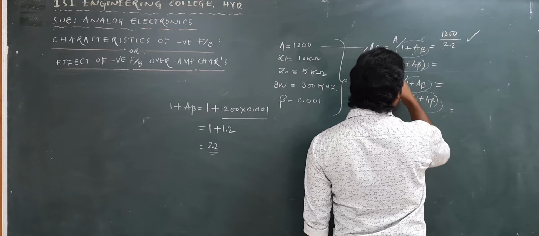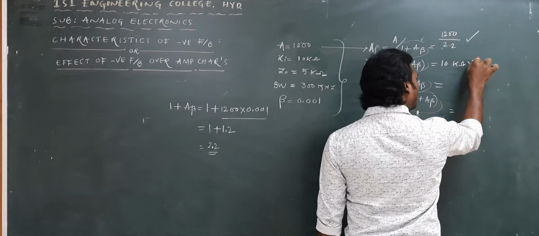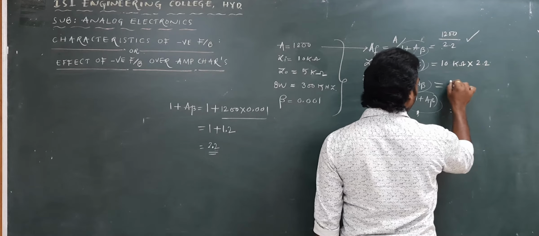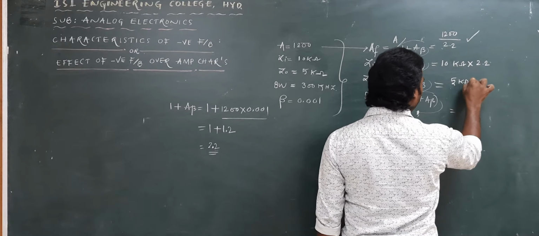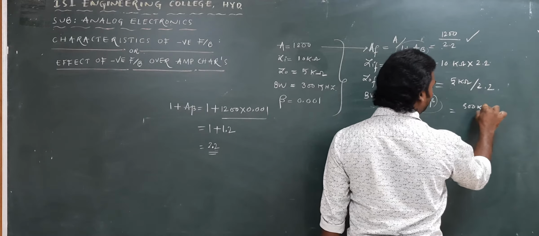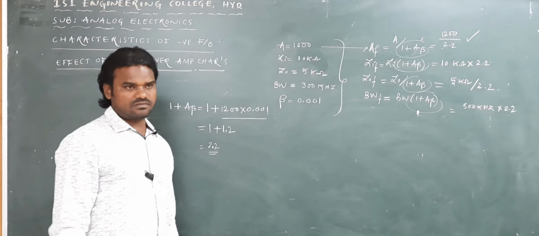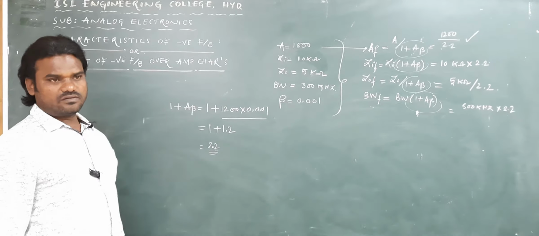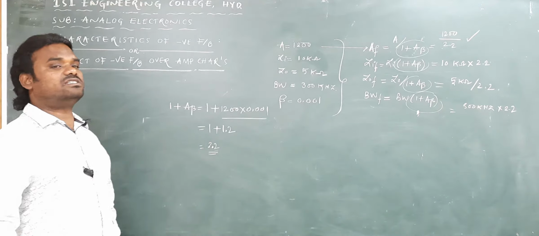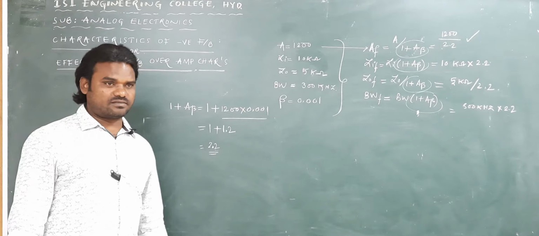Then ZIF is what? Zi is 10 kilo ohms, so 10 kilo ohms into 2.2. ZOF is equal to ZO, which is 5 kilo ohms, divided by 2.2. Bandwidth is 300 kilohertz into 2.2. Apply the logic, because in all four equations 1 plus A beta is common. Once we calculate 1 plus A beta, you can directly substitute in the remaining equations. Right?